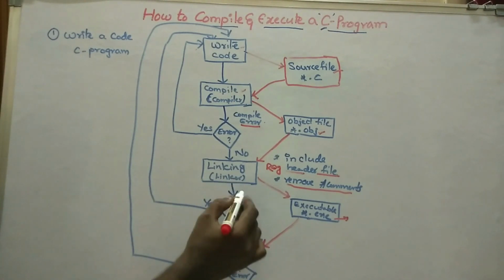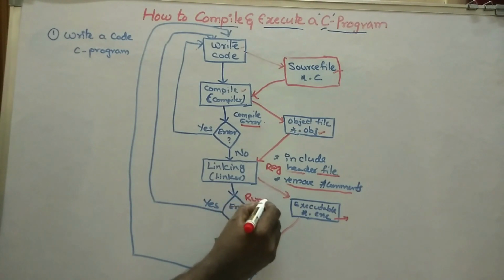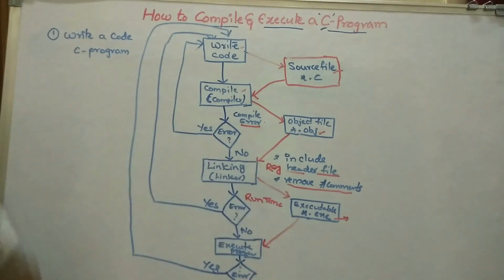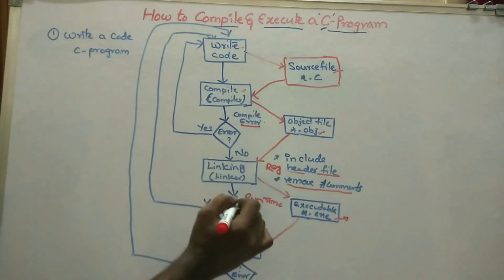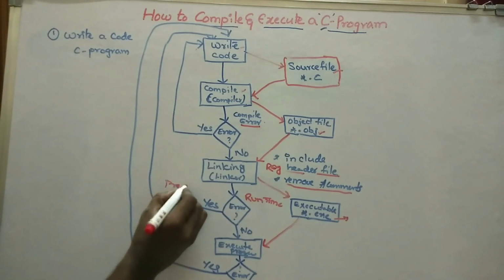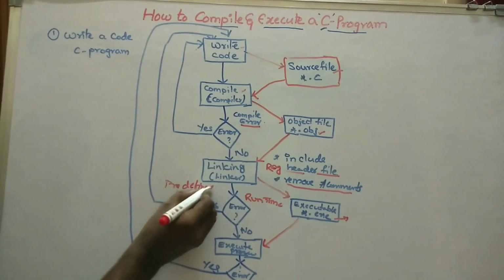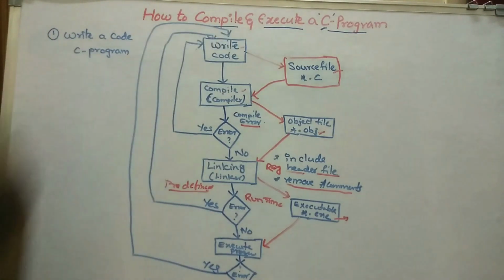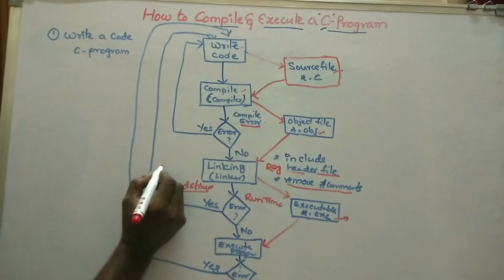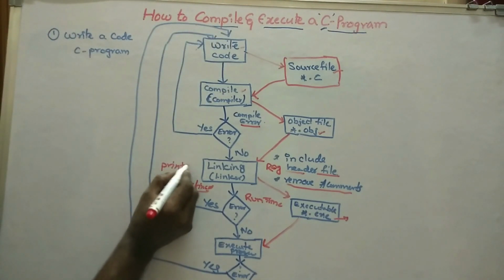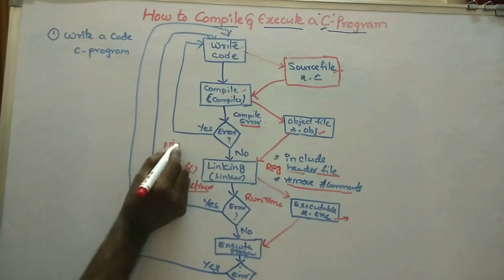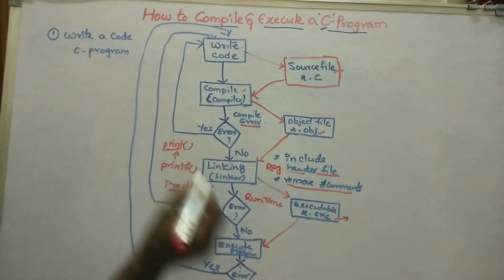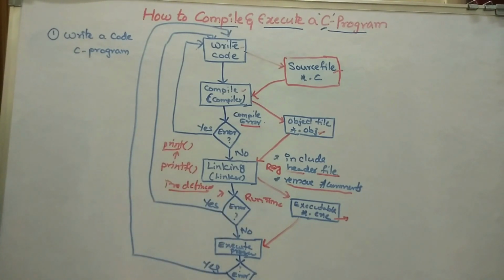When there is an error of this type, it is called a runtime error. That means if there is any syntax mistake, or mistakes in predefined functions, then again you have to rewrite the program. For example, the syntax is printf, right? Instead of printf, if I write print, these types of errors will appear.